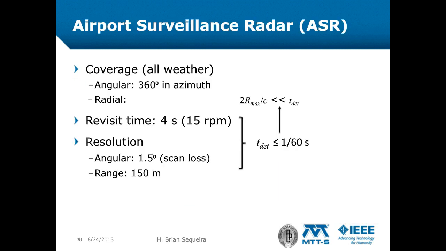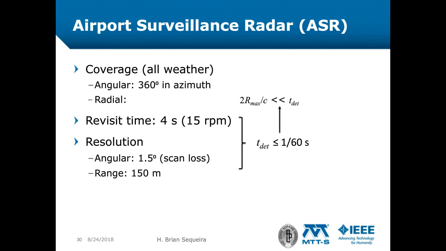An airport surveillance radar, ASR, operates monostatically in the frequency band between 2.7 and 2.9 gigahertz to afford all-weather coverage. A mechanically rotating antenna provides full azimuth coverage. Because the radar must keep track of targets, it conforms to a specified revisit time, which determines the rotation rate of the antenna, typically 15 RPM.